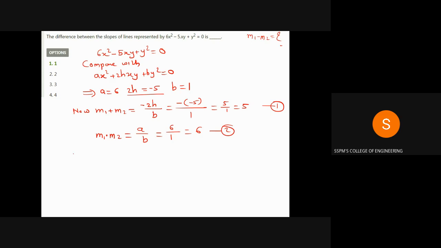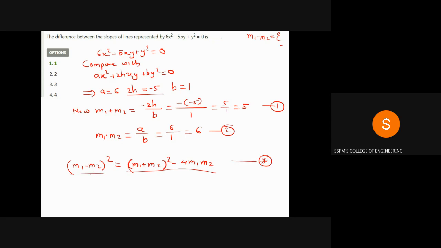Now see, we will use an equation, which goes like this: m1 minus m2 square is equal to m1 plus m2 square minus 4 m1 m2. This is a standard formula. You have to remember this. If you apply a plus b whole square here and a minus b whole square here, you will see why it is written. So this is a simple formula. You just have to remember this.